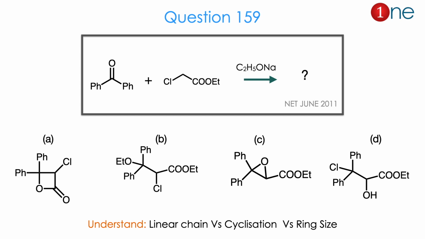So from the reaction and the possible 4 answers, you might realize the question is really about whether a linear chain is there or not, or whether cyclization occurs or not. If it occurs, what is the ring size? The answer is C. Let us see how.